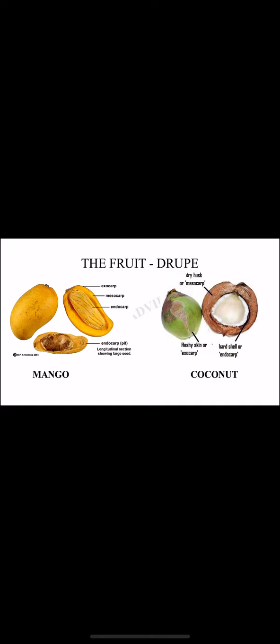So if you look at this diagram, you can study about a drupe. Mango and coconut are examples of a type of fruit called drupe. In mango, the epicarp is a thin layer, the mesocarp is edible, and the endocarp is thick. Whereas in coconut, it has a fleshy skin or epicarp, dry husk mesocarp, and hard shell endocarp. This is the fruit.